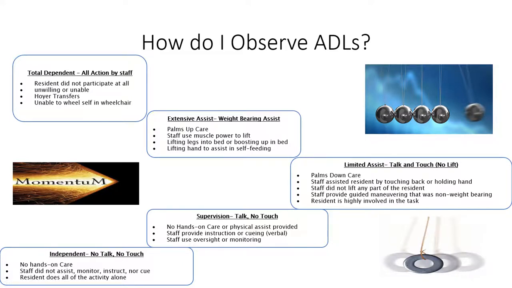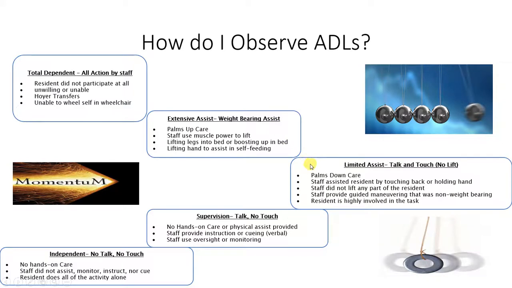They have some weight-bearing assistance. They may be able to have their palms up with care. Staff use a muscle or a power lift. Lifting legs into bed or boosting up in bed. Or being able to lift their hands to assist in some of their own feeding. That would be extensive assist.